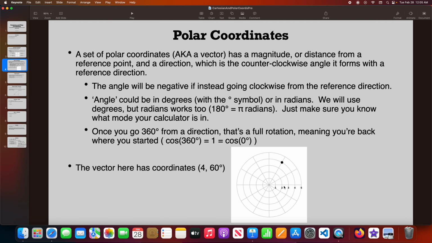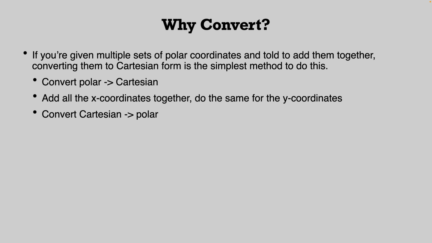So something you may be asking is why you would want to convert between these in the first place. The main reason I can give you is if you're given multiple sets of polar coordinates and you're told to add them together, then the easiest way to do that would be to first convert them to Cartesian form. So the process for doing that is, of course, converting all those polar coordinates to Cartesian, and then adding all the x-coordinates of those Cartesian coordinates together, and then doing the same for the y. And then after you have those all added together, converting those Cartesian coordinates back to polar to have your result.